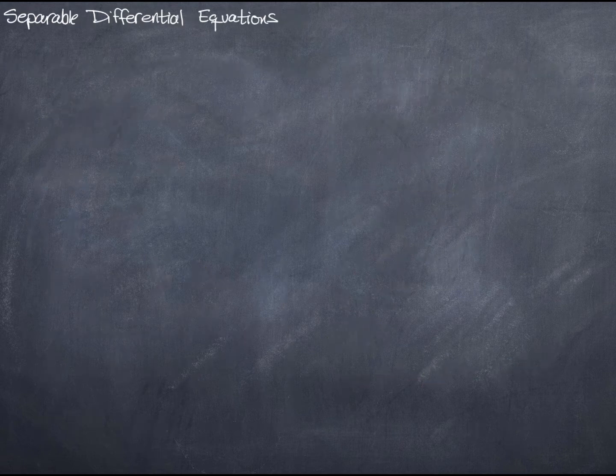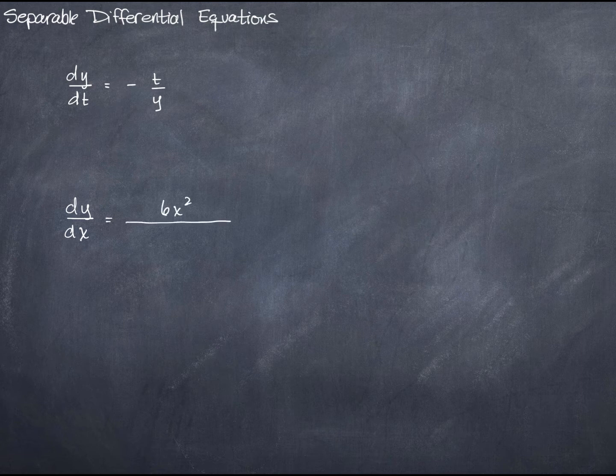Okay, let's take a look at a couple more examples of differential equations. Here's one, dy dt instead of dx is negative t over y. Here's another one, dy dx equals 6x squared over 2y plus cosine of y. And here's a third one, dp dt equals p squared t.